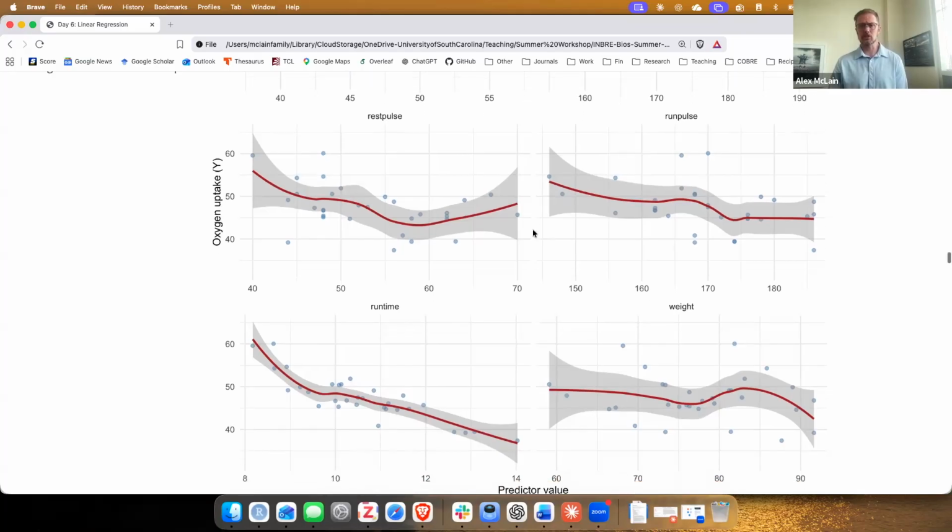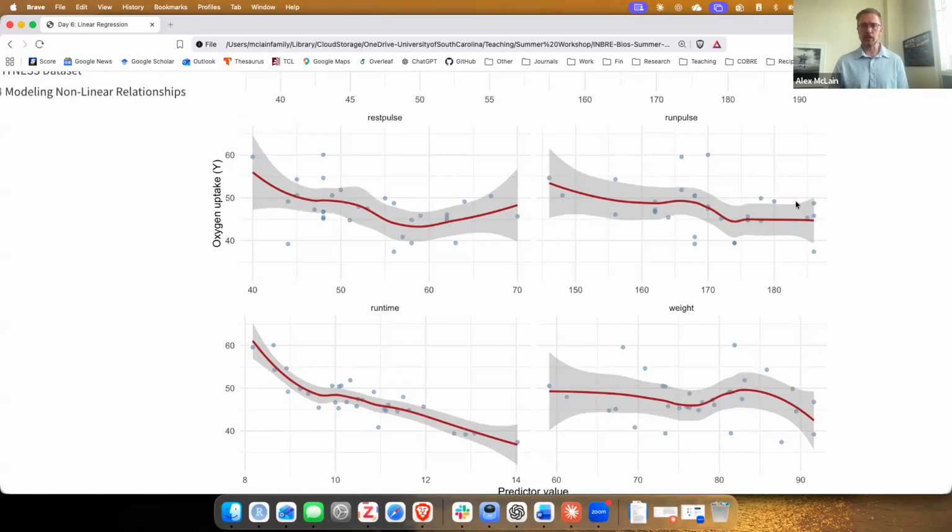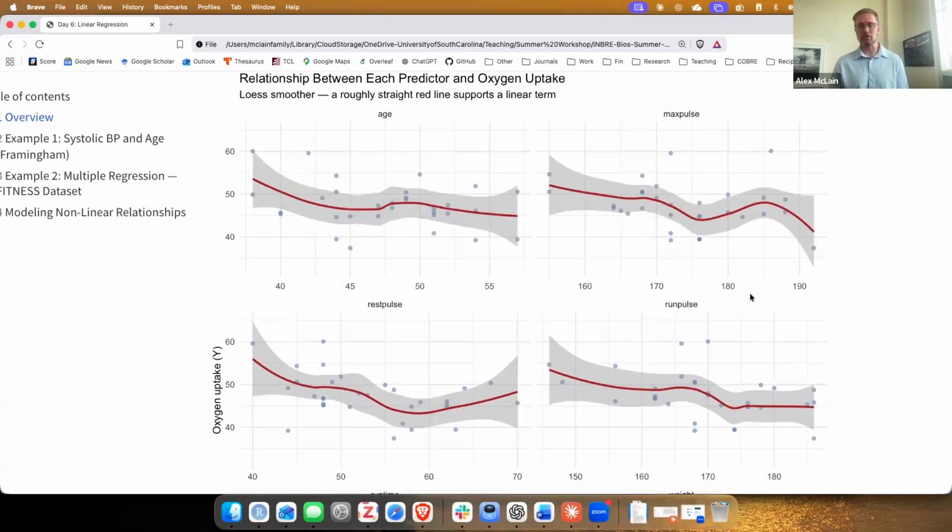Running pulse, again, relatively linear, and a higher running pulse, we see a lower VO2 max. This one is very similar to max pulse. And this is one thing we have to remember. When we're looking at the relationship with max pulse, we could see some relationship here, but it's actually maybe running pulse that is the one that matters. Could be that max pulse doesn't matter at all.